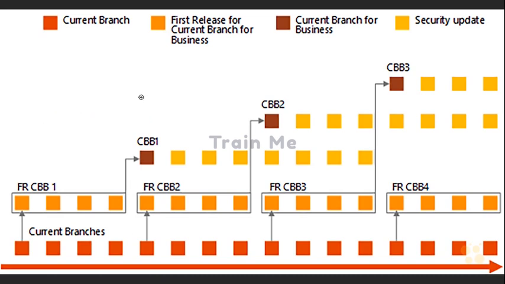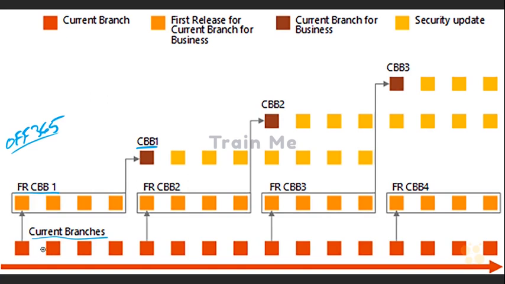So what I want to take a look at here is three different branches. We have current branch represented by these, I guess, red squares. First release current branch for business, represented by these orange squares, and then current branch for business, represented by these maroon squares, and then we have updates that are security updates only, that are the yellow ones. Okay, so how does this all happen? And this is all a chronology moving from left to right. First of all, this again only applies to Office 365. Okay, there are similarities to Windows 10 itself, but really this mostly applies just to Office 365.